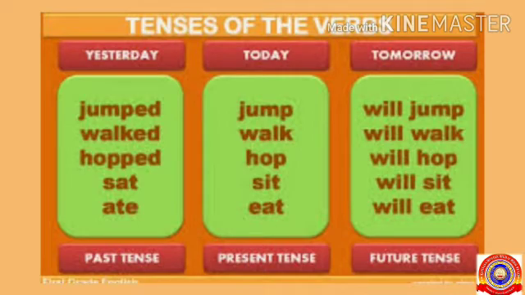Okay. Jumped, jump, will jump, walked, walk, will walk, hoped, hope, will hope, sat, sit, will sit, ate, eat, will eat. Students, these tenses have different subtypes also. What are they? Let's have a look at it.